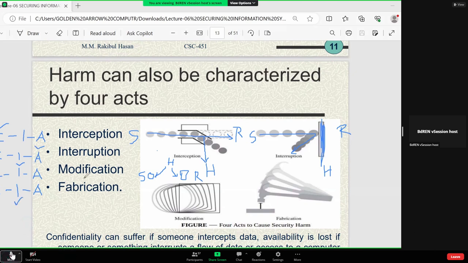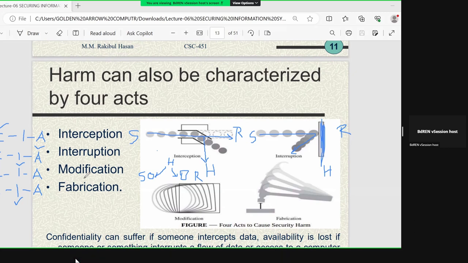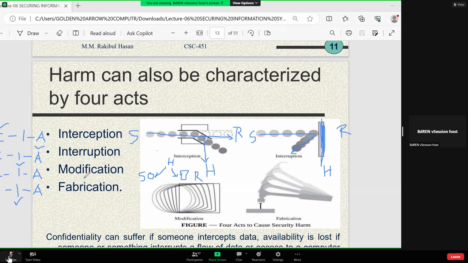So this is clear to you? Yes, sir. Okay, so I may ask: what are the different harmful acts done by the hacker? Explain them with a figure or with an example. Clear?